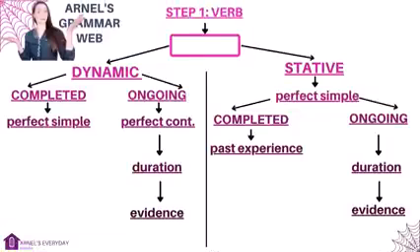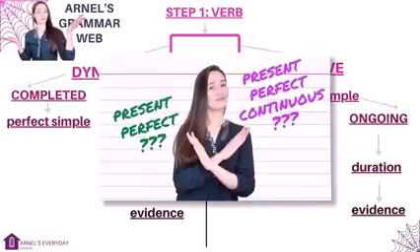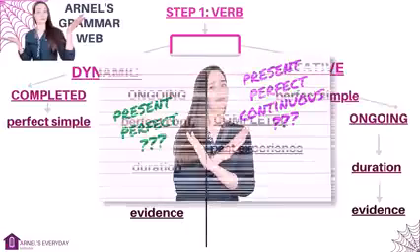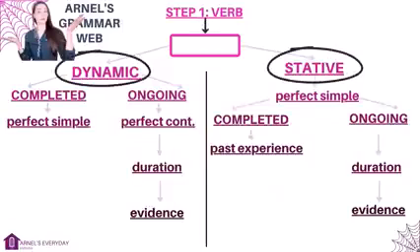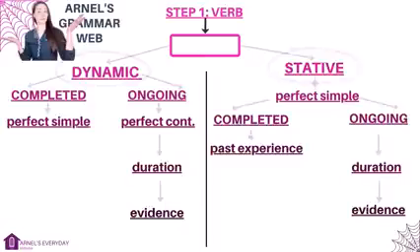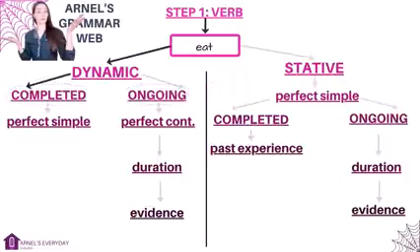Arnell's grammar web. I created this web to help you make a decision. Don't start with present perfect or present perfect continuous. No, use this web. First, is your verb dynamic or stative? Let's choose a simple dynamic verb, eat. Eat is dynamic. Do I want to emphasize a completed action or an ongoing action? Ongoing means still continuing. Let's choose completed. If your action is completed and connected to the present, you need the present perfect simple.